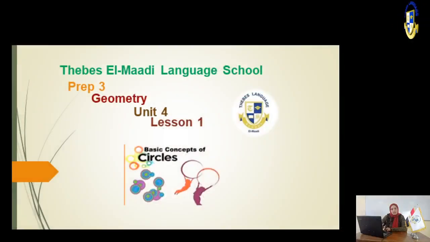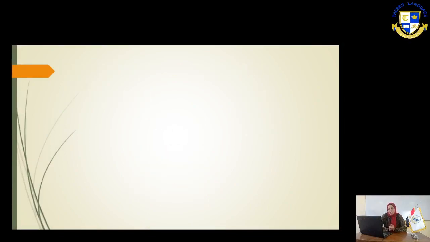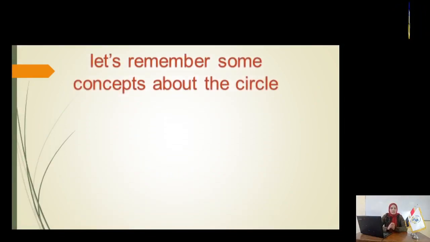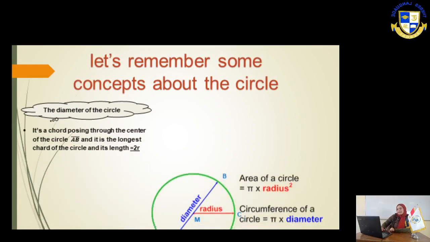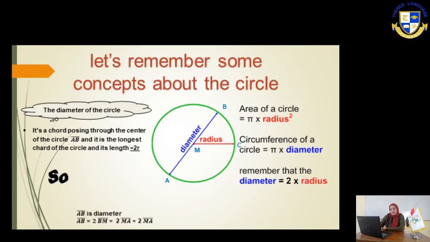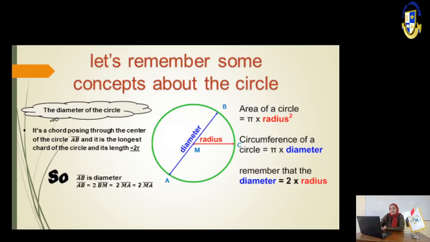Let's move to slide number 2. Let's remember some concepts about the circle, diameter and radius. As we see in the circle, we have the diameter. Diameter is the chord passing through the center of the circle, which is AB, and it's the longest chord in the circle, which is equal to twice the radius. And the radius is the line segment joining the center of the circle and any point on the circle.